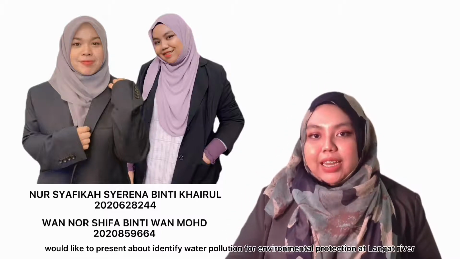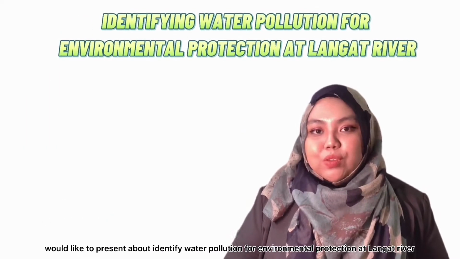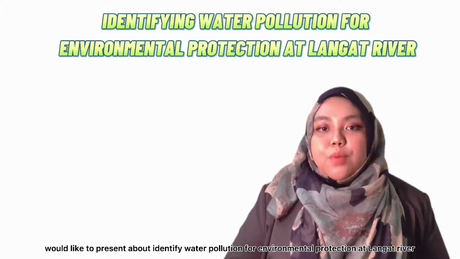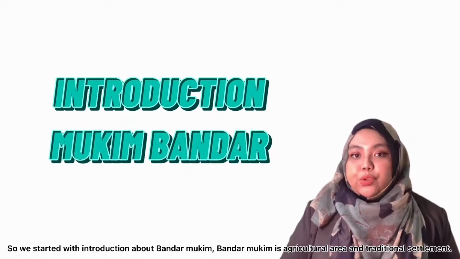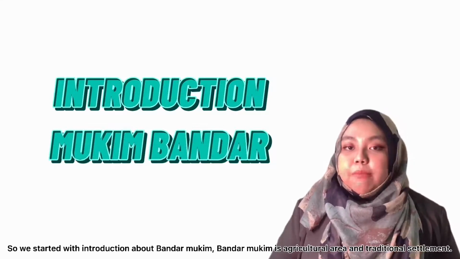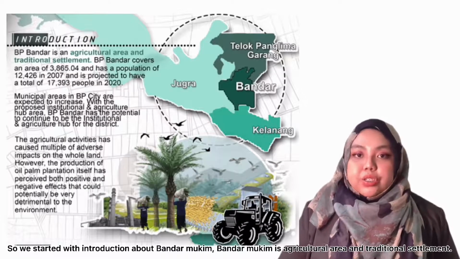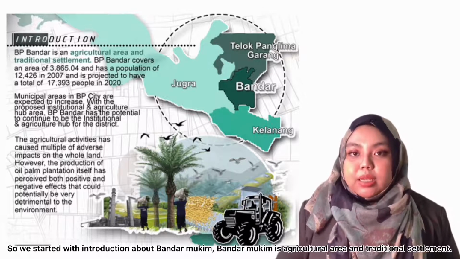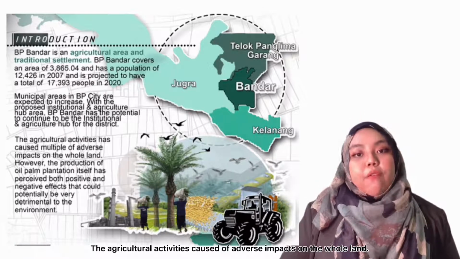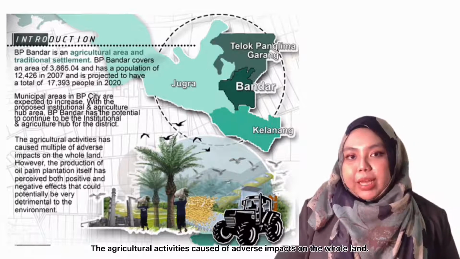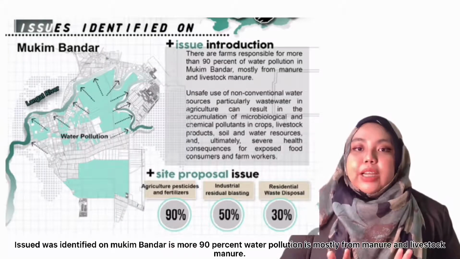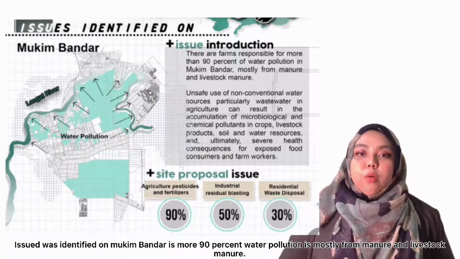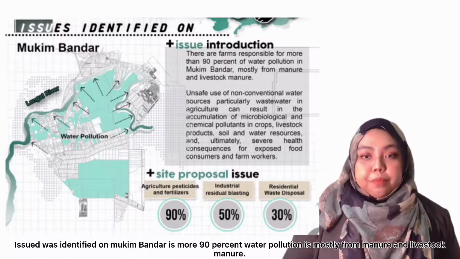We'd like to present about identifying water pollution for environmental protection at Langat River. So we started with an introduction about the Bandar Mukim. Bandar Mukim is an agricultural area and traditional settlement. The agricultural activity causes adverse impacts on the whole land. The issue identified in Mukim Bandar is that 90% of the water pollution is mostly from manure and livestock manure.